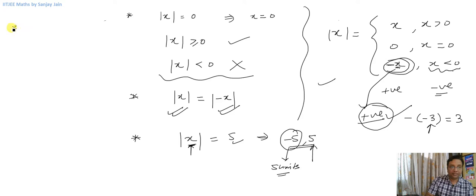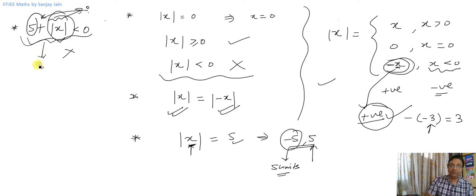Let me take something else. If I write, let us say, 5 plus mod x less than 0, can it ever be true? It can never be true, because the minimum value it is going to have is 5, as the minimum value of mod x is going to be 0. So 0 plus 5 is the minimum value. That means this expression has got minimum value of 5.